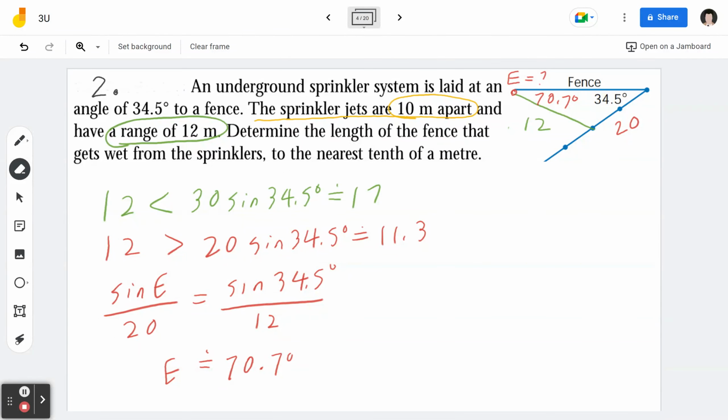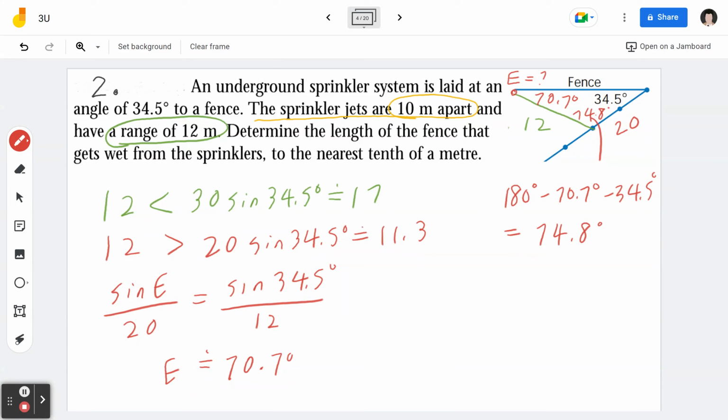What does that really mean? We can also find the other angle. So let's go back. The third angle, of course, you can take 180 minus 70.7 degrees minus 34.5 degrees. Again, if you want to grab a calculator, that's fine. When you work it out, this equals to 74.8 degrees. So I'm going to go back and write this as well. 74.8 degrees.